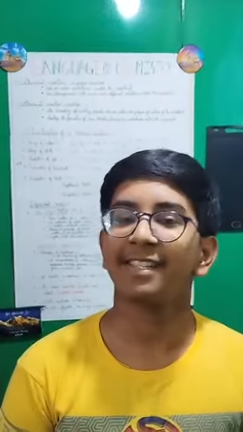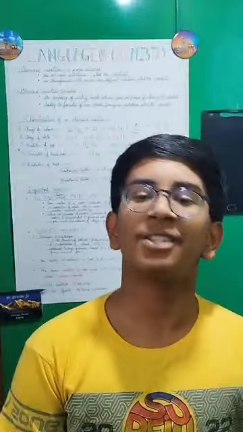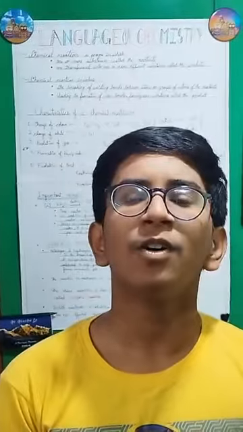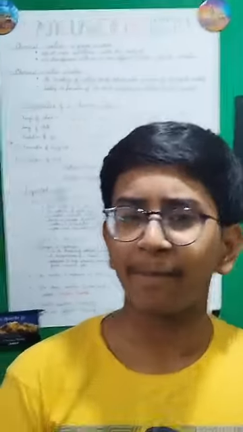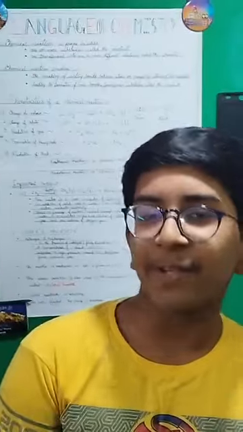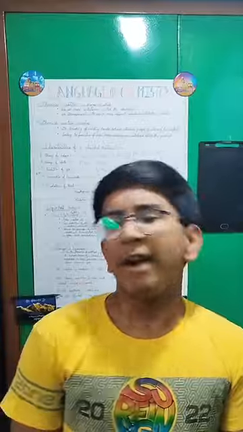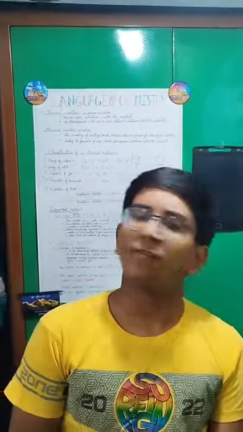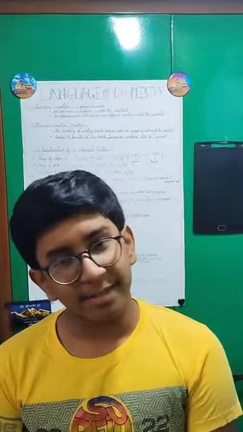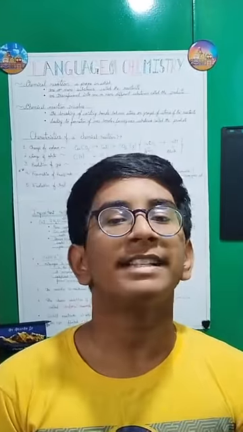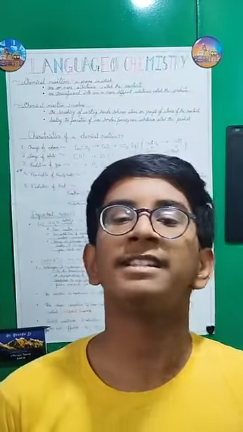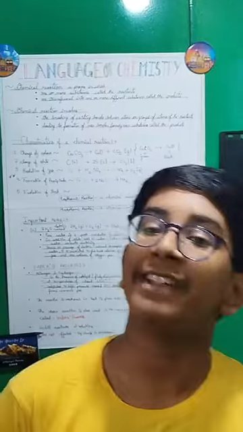Today I am going to discuss a new chapter of chemistry, that is the language of chemistry. So, what do we mean by the language of chemistry? Language of chemistry means what chemistry is made up of. What do you think chemistry is made up of? Formulas, chemical equations, and so on. So what is a chemical equation? An equation is a representation of a reaction.